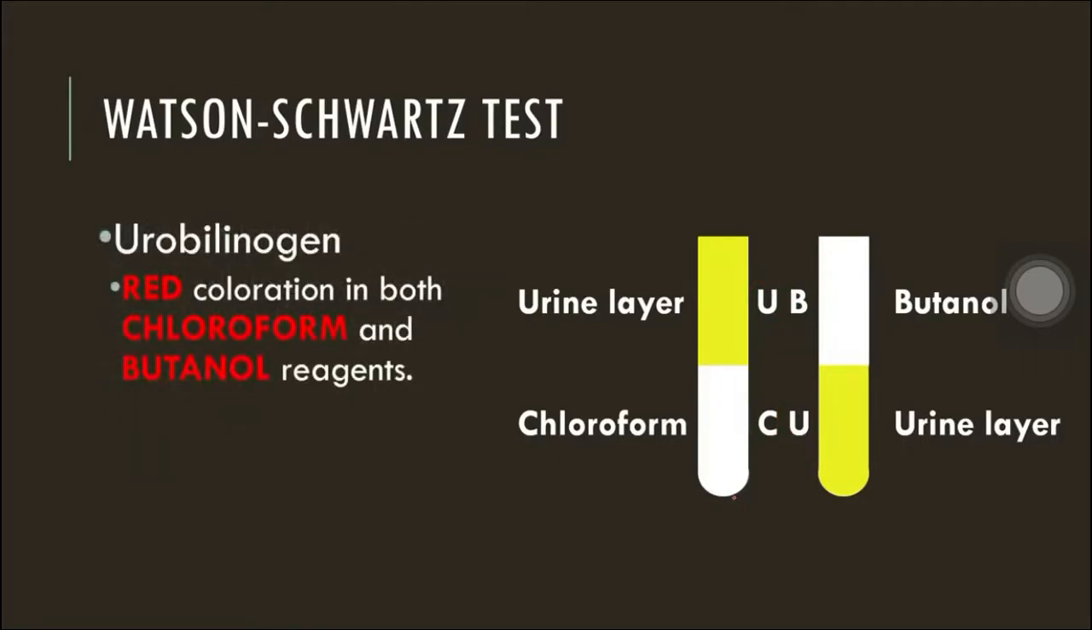So, how will you detect if may presence ng urobilinogen? There is red or pink coloration in both the chloroform and butanol reagent. The chloroform and butanol reagents are able to extract the substance urobilinogen from the urine layer. That's why dun siya magkakaroon ng red coloration.